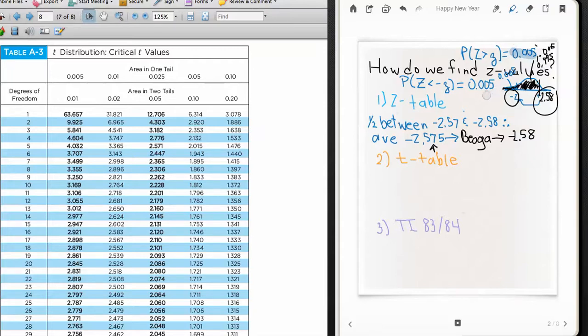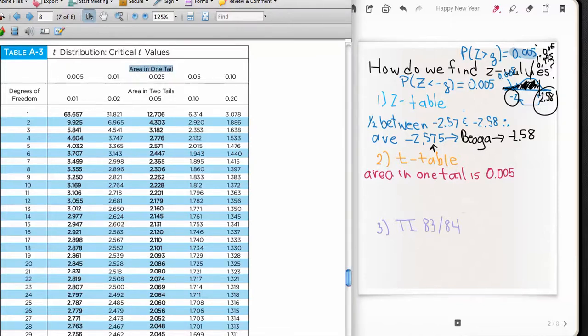So let me get out my highlighter. Area in one tail here to be 0.005. So let me go here and say that the area in one tail is 0.005. So I'm going to go over here and I'm going to see area in one tail right here, and I'm going to go find the one that says 0.005. Now the t-table also has something different. It has this degrees of freedom thing.